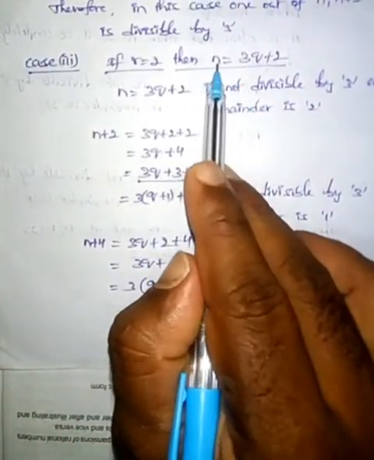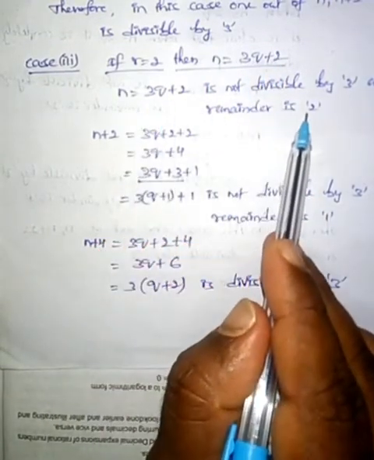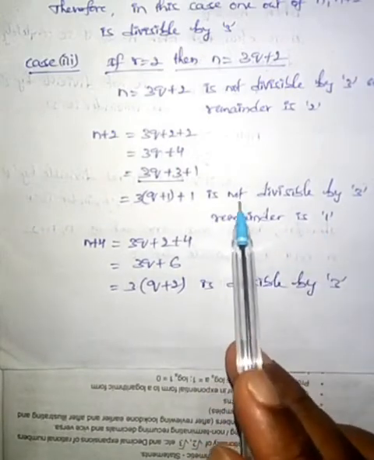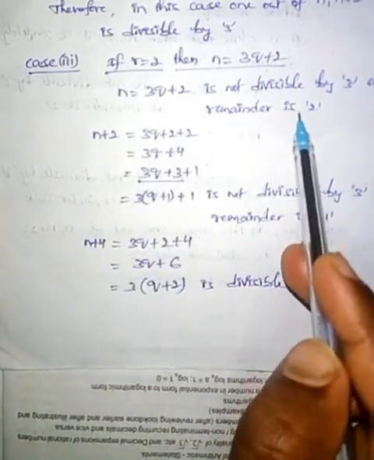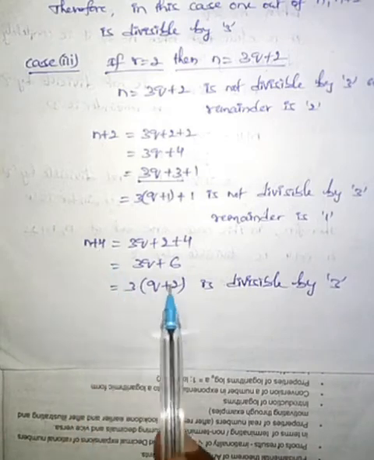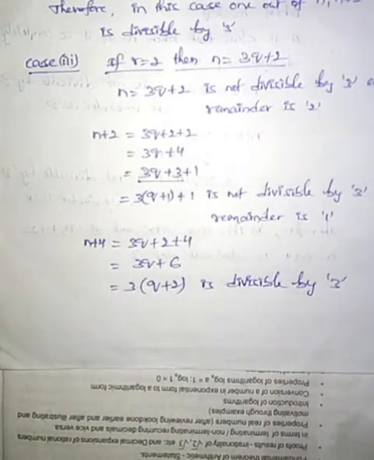So in this case also, if n equal to 3q plus 2, then n is not divisible by 3 and n plus 2 is also not divisible by 3. Only n plus 4 is divisible by 3. So in this case also, only one out of these three values, that is n, n plus 2 or n plus 4, is divisible by 3.